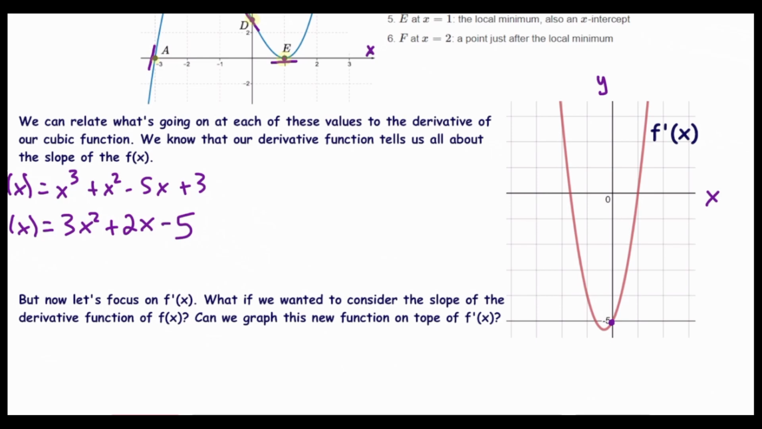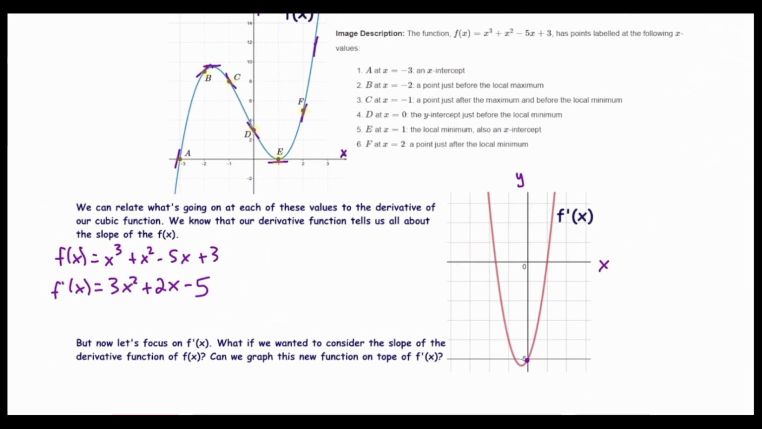So let's focus on f prime x. What if we wanted to consider the slope of the derivative function f prime of x? Can we graph this new function on top of f prime x? So in other words, we found the derivative once. I had my parent function up here. That was fine. I found the derivative. Can I find the derivative of the derivative? Can I find a function that describes the slope of the tangents to my derivative line?